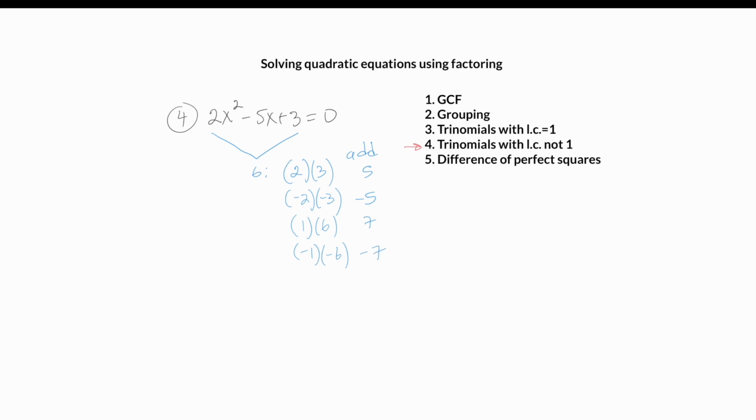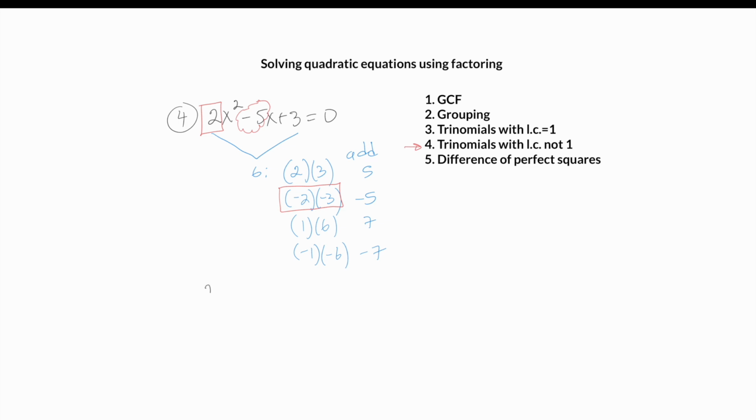I, of course, want my pair to add to the number in the middle, which is negative 5, so the second one is my pair. Keep in mind that the leading coefficient here is not 1 like in my third example, so this pair is going to be used a little differently.